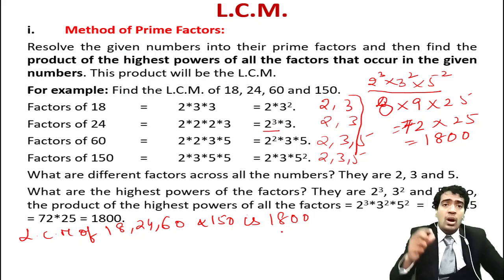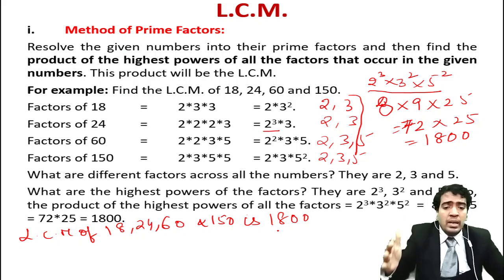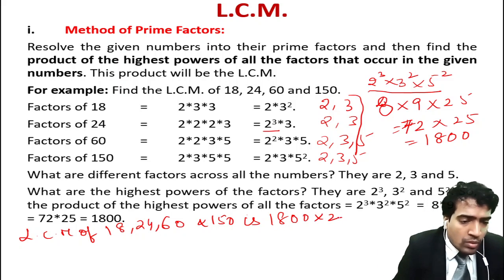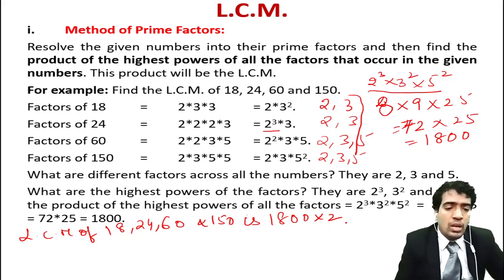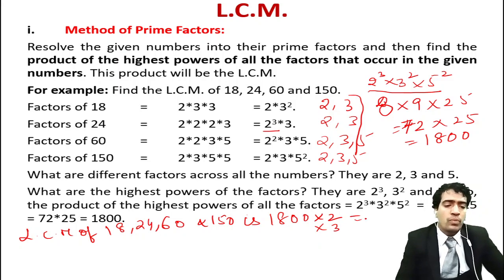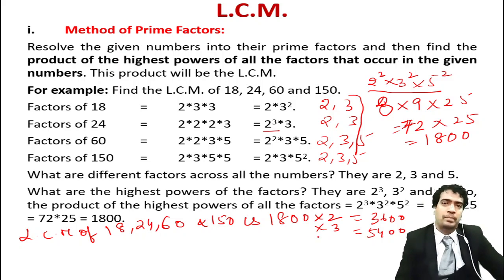The lowest common multiple of all these numbers is 1800, which can be exactly divided by all these numbers. If you take it into 2, this is also a common multiple. If you take it into 3, 1800 into 3, so if you take 3600 or 5400, all these numbers get divided by all these numbers. However, 1800 is the lowest common multiple.